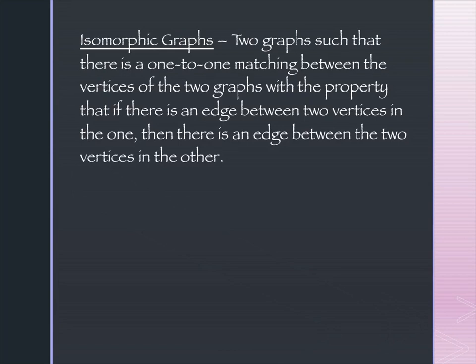So we say that 2 graphs are isomorphic if there's a 1-to-1 matching between the vertices of the 2 graphs, with the property that if there's an edge between the vertices in one graph, there's an edge between the vertices in the other. This is telling you it's the same graph, it just looks different. I already drew isomorphic graphs today. So jot this down and I'll go back and show you the isomorphic graphs that I already drew.